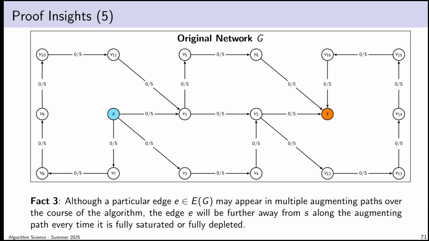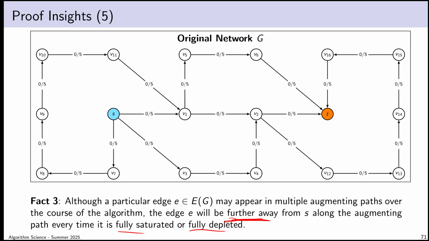Fact 3 considers cases where the edge does get maxed out. So for example, if this edge here gets 5 out of 5, that would be an iteration where the edge is fully saturated. If on some future iteration I push flow backwards from V2 to V1 and it ends up at 0 out of 5, that's a case where this edge got fully depleted. And so fact 3 is that although a particular edge might show up over and over again in augmenting paths, each time the edge is fully saturated or fully depleted, it has to be further away from the source vertex than it was the last time that happened.